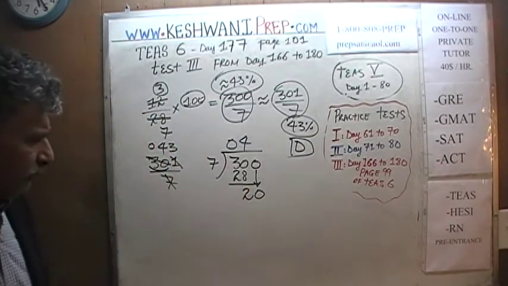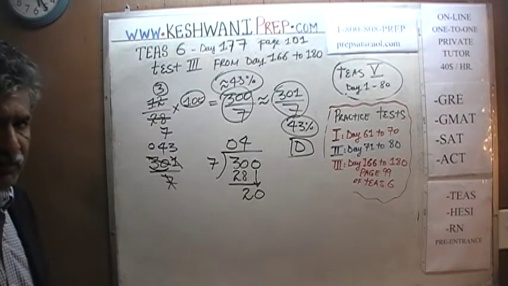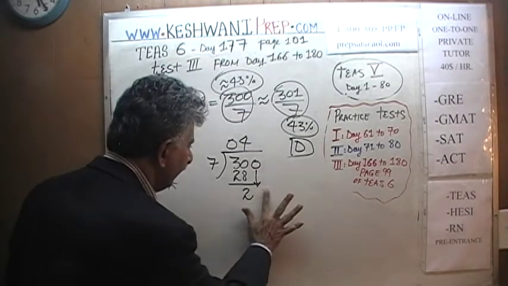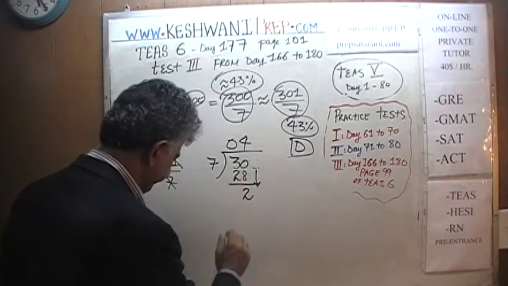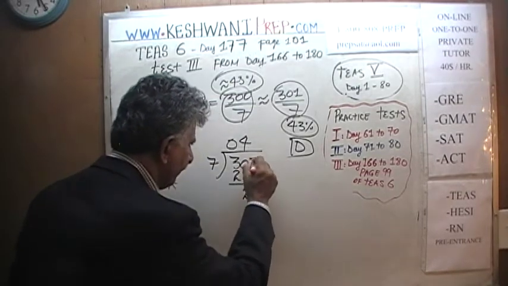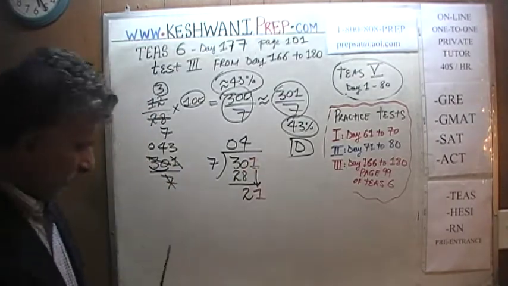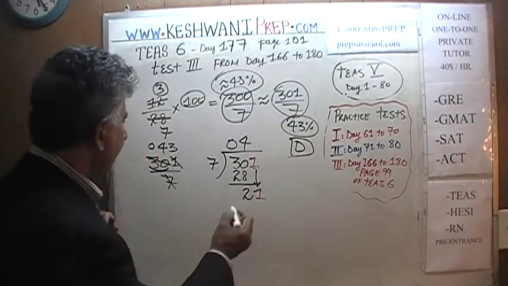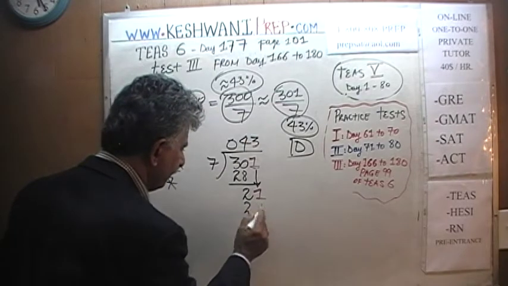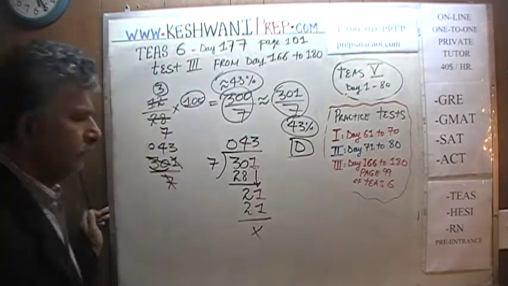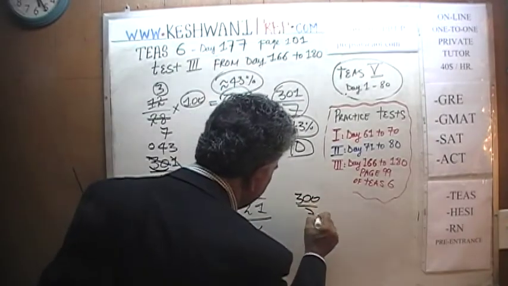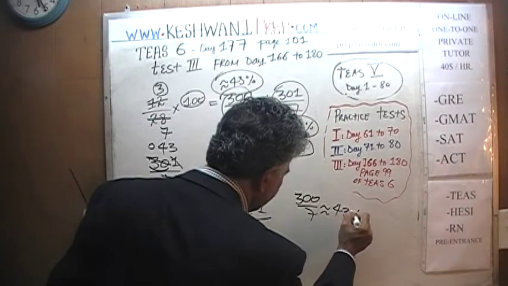And we realize at that point that 20 is not a multiple of 7, but 21 is. So we approximate. Instead of 20, let's pretend it is 21. This is where the approximation comes in. Now, it turns out 21 has 3 sevens. In other words, 300 divided by 7 is approximately 43.